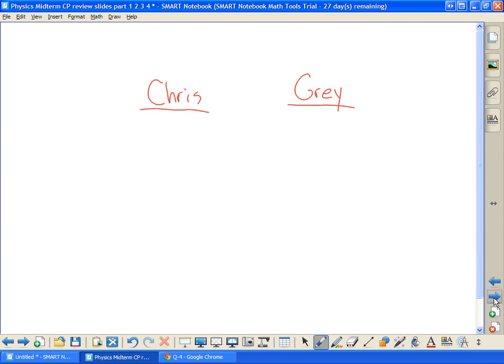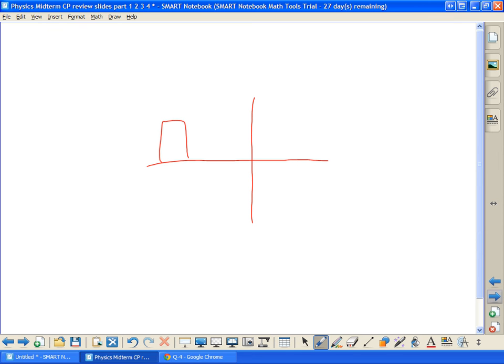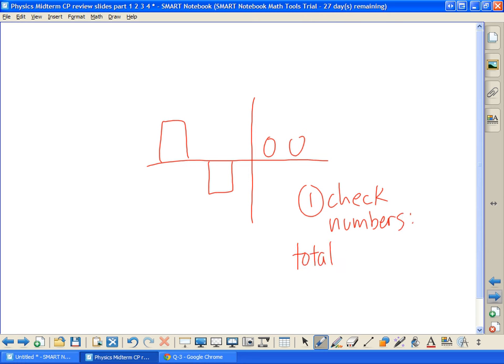Checking a bar chart. Okay, check your bar chart. Do the numbers add up? Total initial plus change equals final. You can rule that out right away. And then check, do the bars match reality?